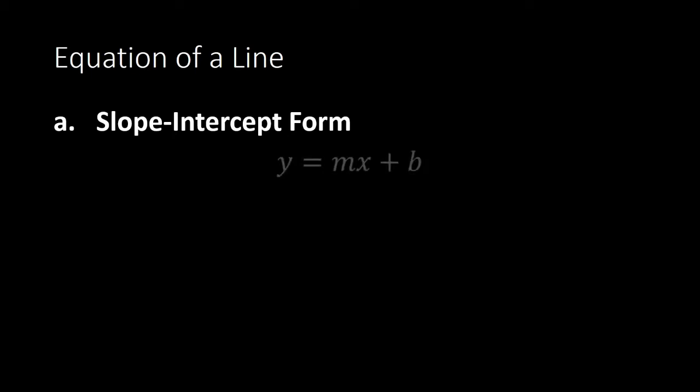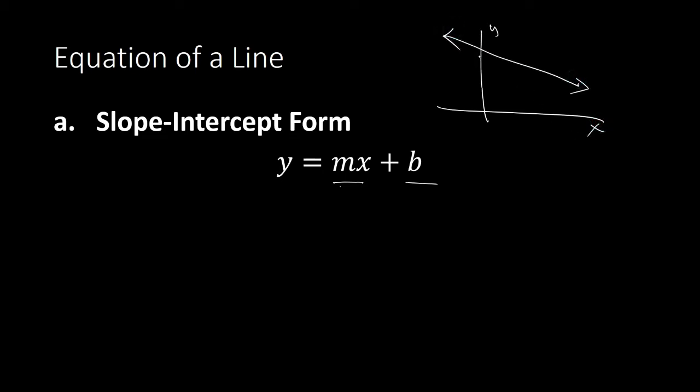Slope-intercept form. Y is equal to mx plus b. So that is easy. M is your slope and b is the y-intercept. So if this is our vertical axis, the y-axis, and this is the x-axis, and that is your line, that means your line will intersect the vertical axis at b. Okay, that is your y-intercept.